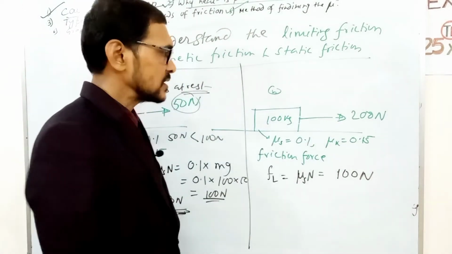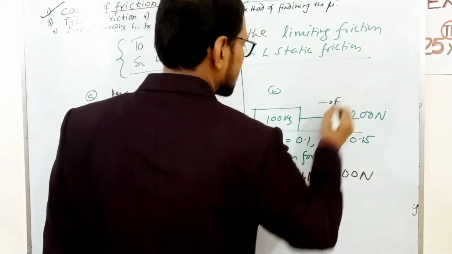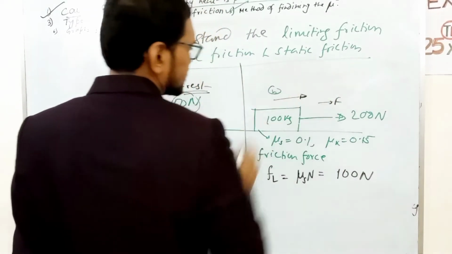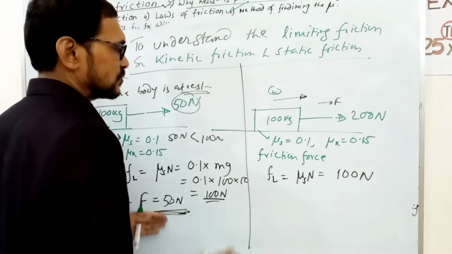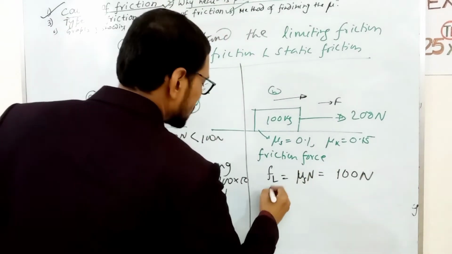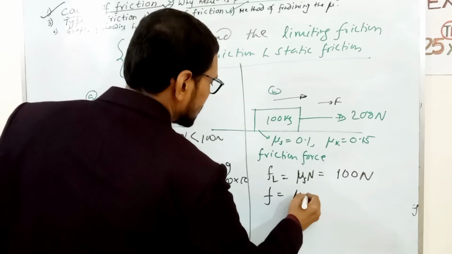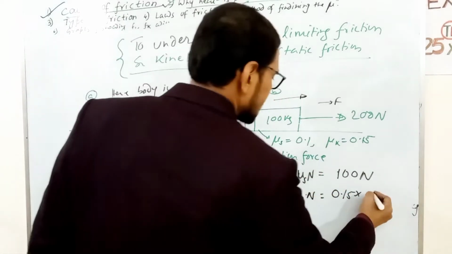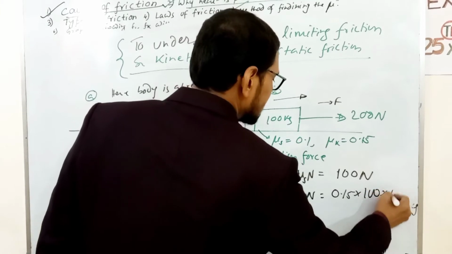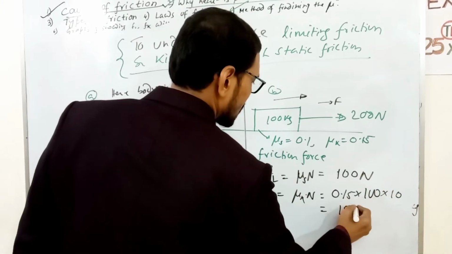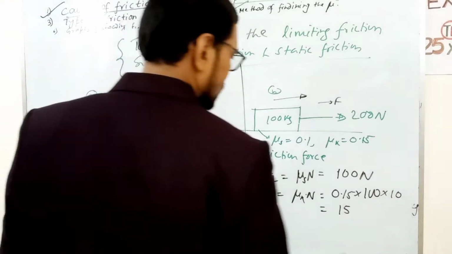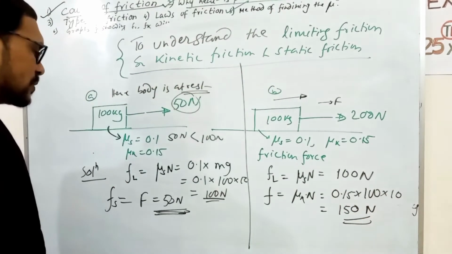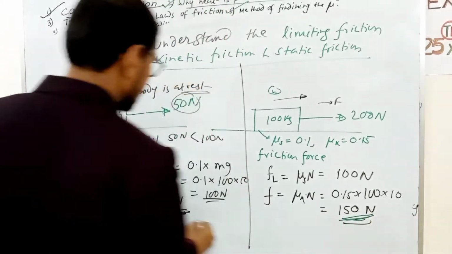Now here the applied force is 200 newton, which is greater than 100 newton. So the body moves, that is, the body can move. If the body can move, then the friction force equals mu k into n, that is 0.15 into n. What is n? The normal reaction, 100 into 10. So the friction force is equal to 150 newton. So this is the answer.